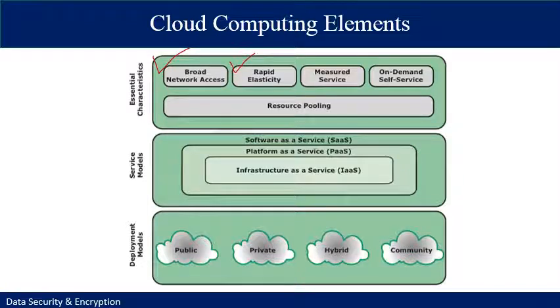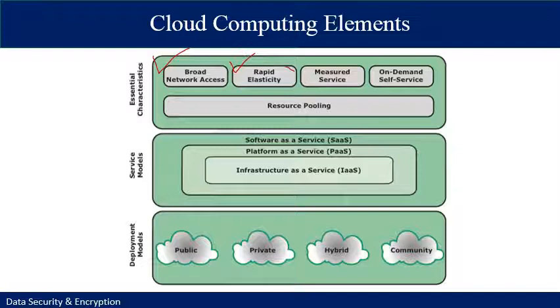Then we have the rapid elasticity component, in which cloud computing gives you the ability to expand and reduce resources according to your specific service requirements. For example, you may need a large number of service resources for the duration of a specific task. You can then release these resources upon the completion of the task.